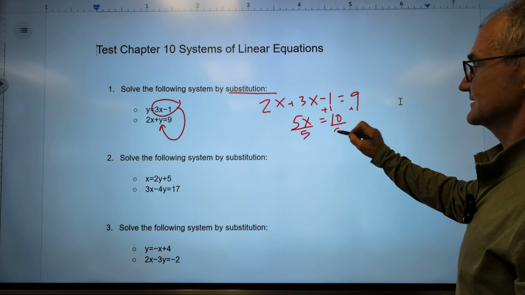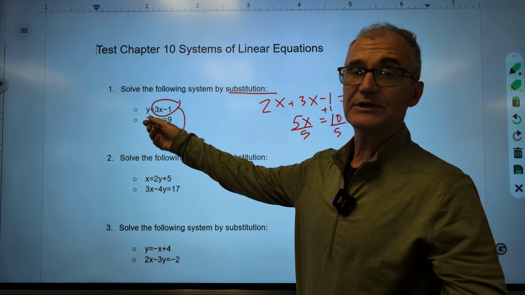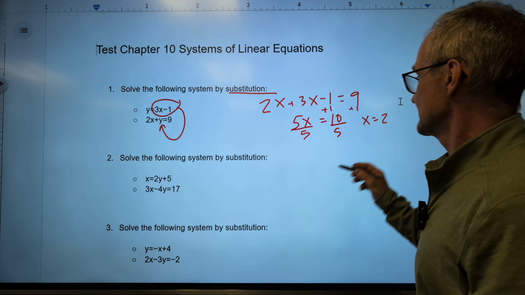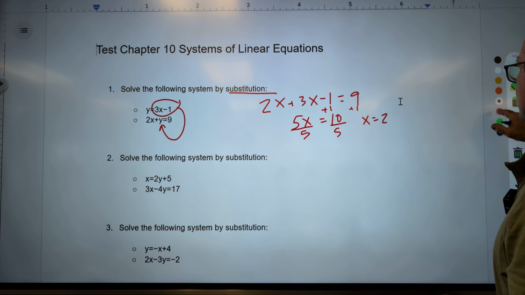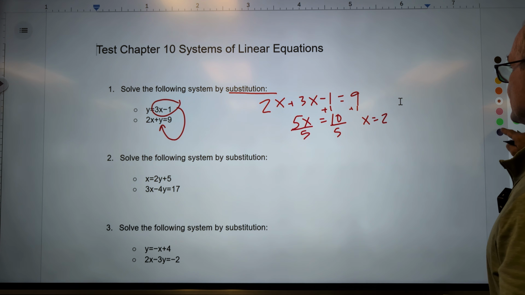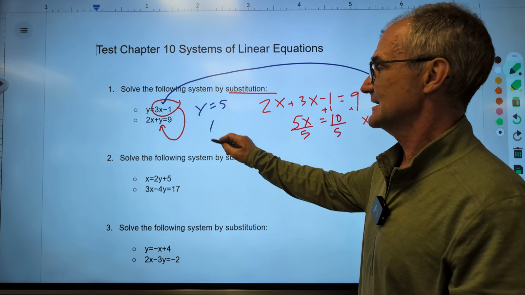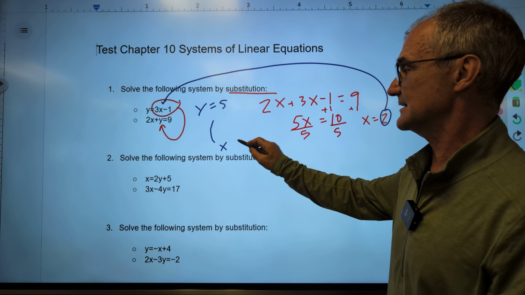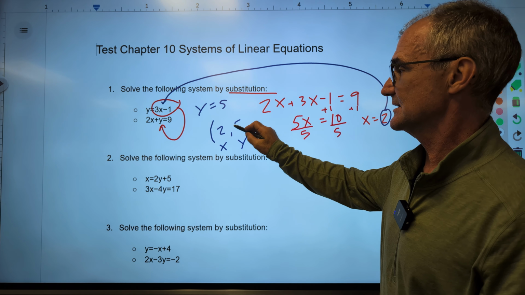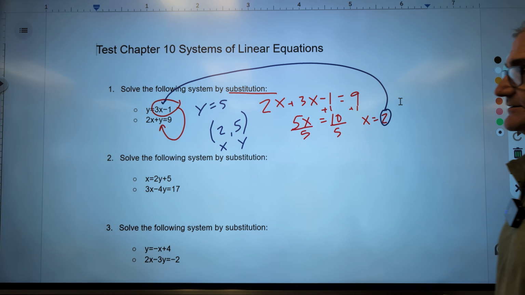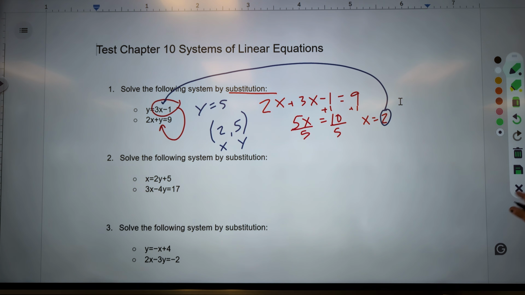That's not done because my solution is an ordered pair of both x and y. So I take that value of 2, and I want to plug it back in. Either equation, doesn't matter which one. I'm going to plug it right in there. 3 times 2 is 6. 6 minus 1 is 5. So y is equal to 5 when x is equal to 2. And again, that is an ordered pair, x first and then y. So my solution is 2, 5. Okay, next problem right there.